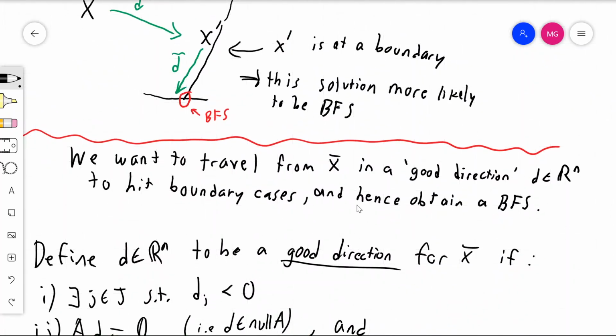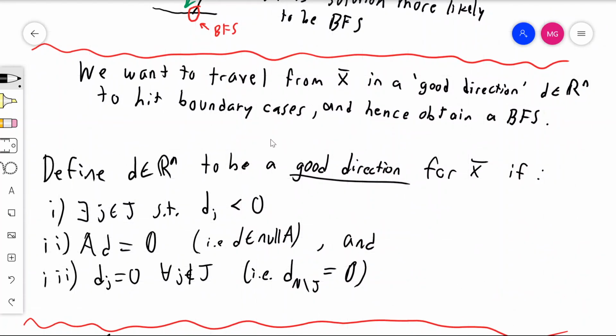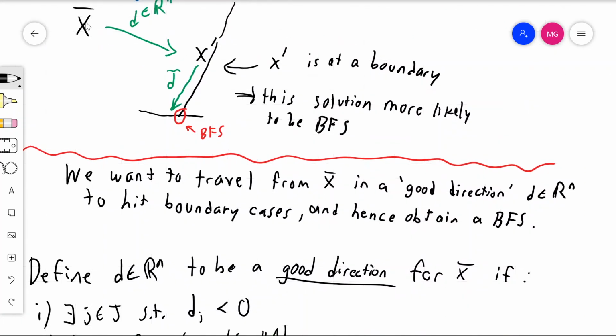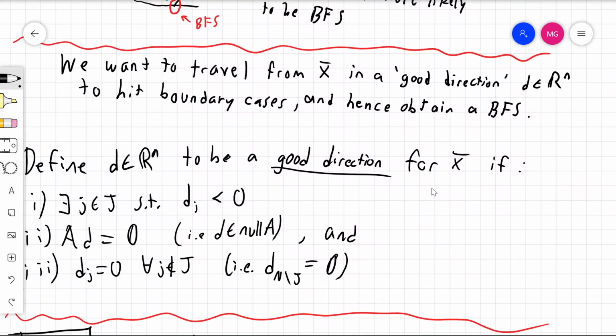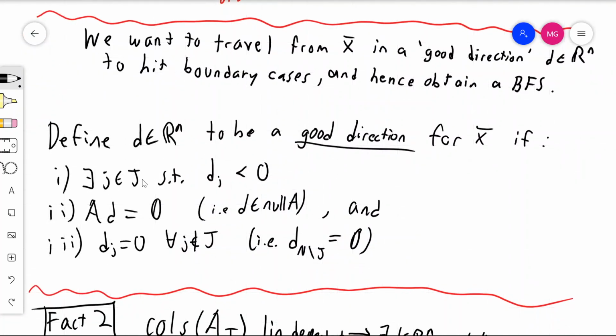So how do we sensibly define this so-called good direction? Here's how you do it. Define d in Rn to be a good direction for x bar, the starting point. Here's x bar, the starting point. So d will be a good direction if the following three criteria hold. First, you need dj to be negative for at least one of the components indexed by j. Second, you need d to be in the null space of the matrix A, so Ad equals 0. And third, you need dj to be 0 for all components that are not in that set capital J.